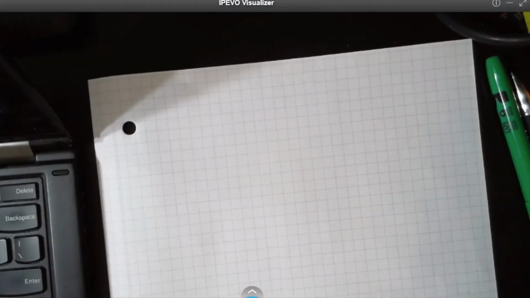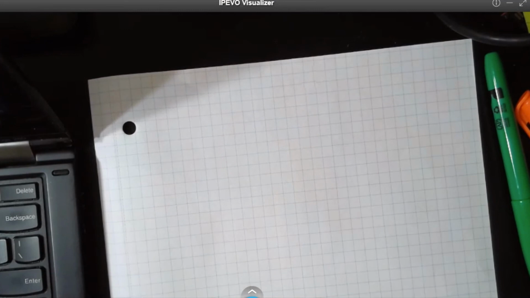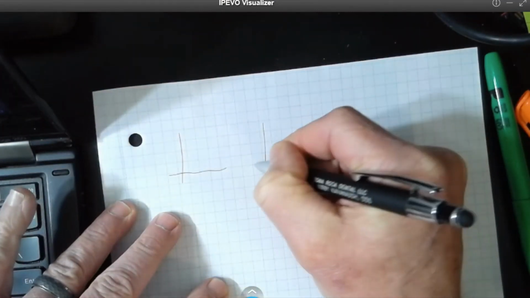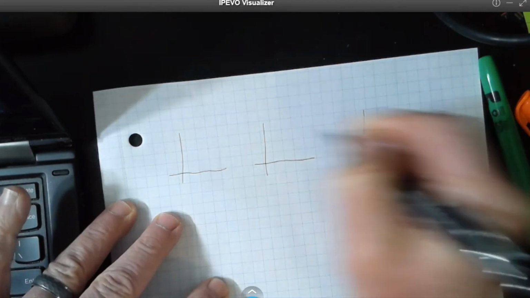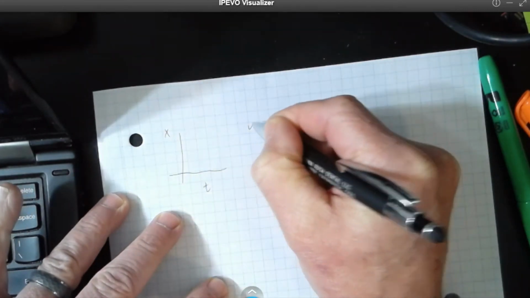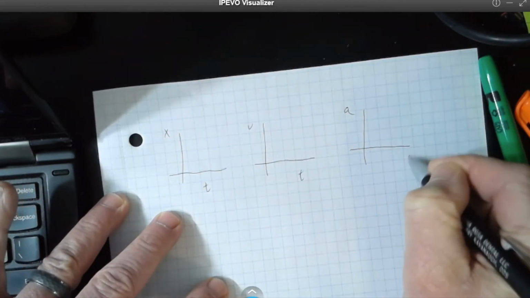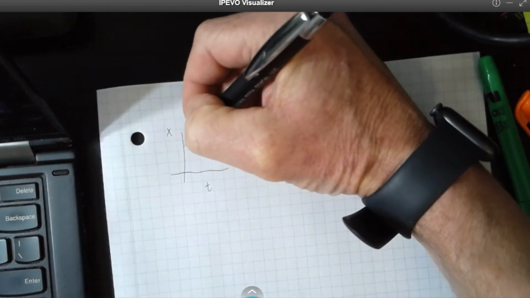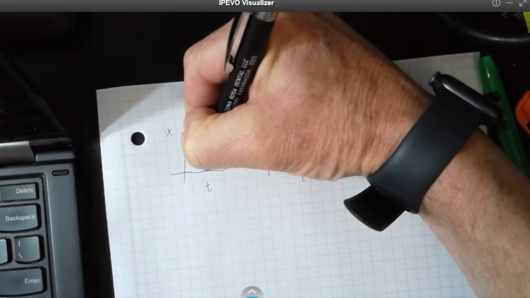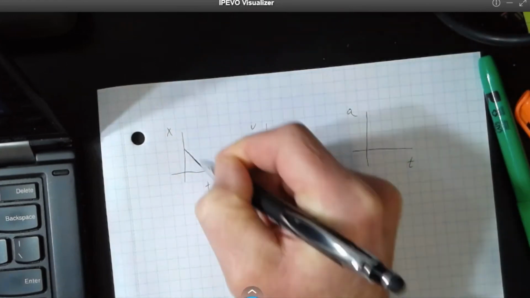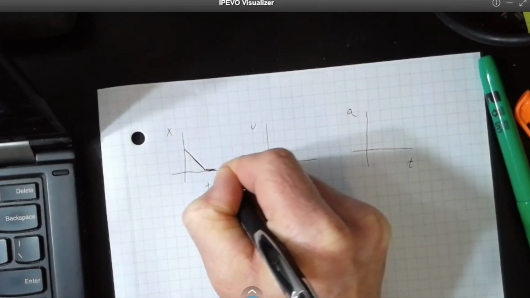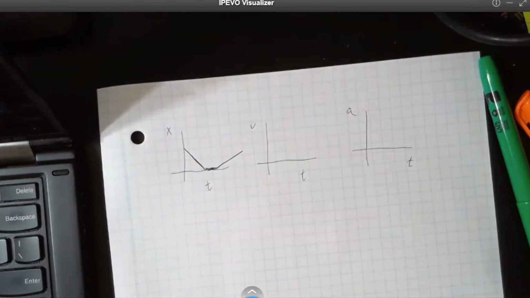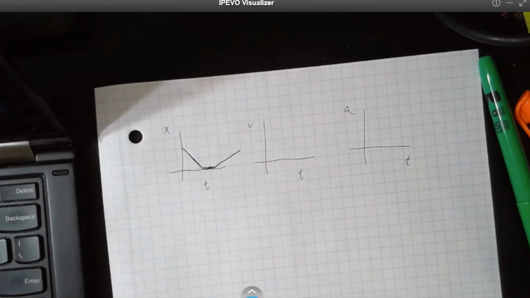Okay, let's look at another scenario. Let's again start with a position time graph. So let's draw our position time graph, our VT graph, and our AT graph. Let's give another one to the position time graph, and let's say we're doing something like this. Okay, so let's say we have a position time graph that looks like this.